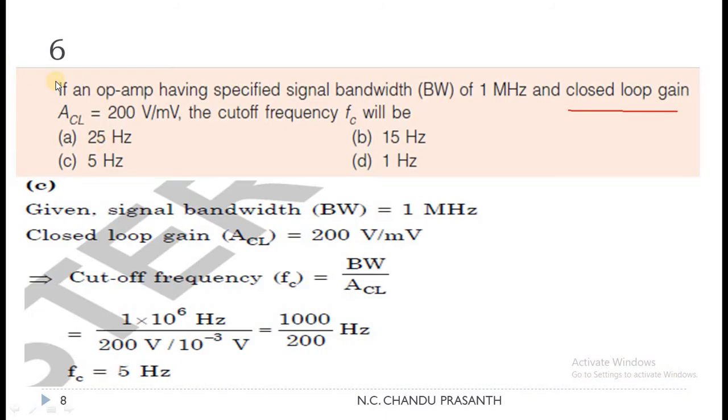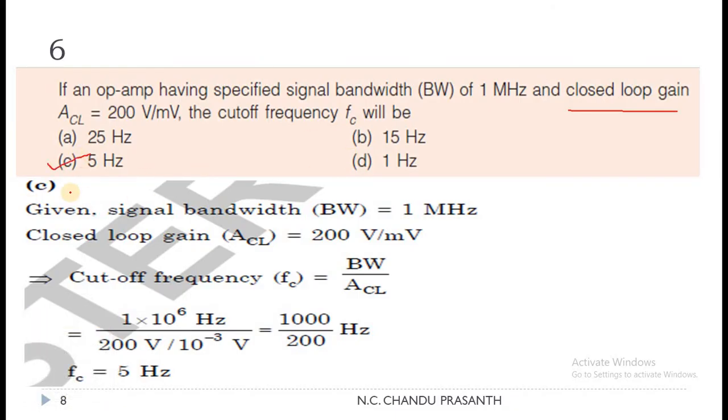Next, sixth one. If an operational amplifier has a specified signal bandwidth of 1 MHz and closed loop gain ACL equal to 200 volt per millivolt, the cutoff frequency FC will be: option A 25 Hz, option C 5 Hz, option B 15 Hz, and option D 1 Hz. What is the correct option?